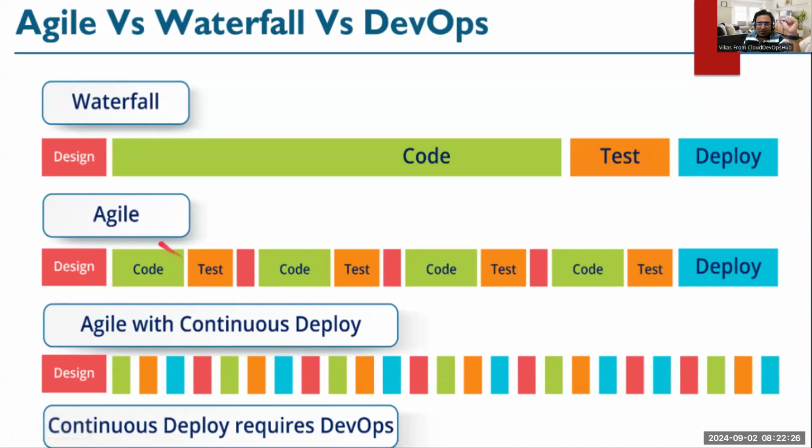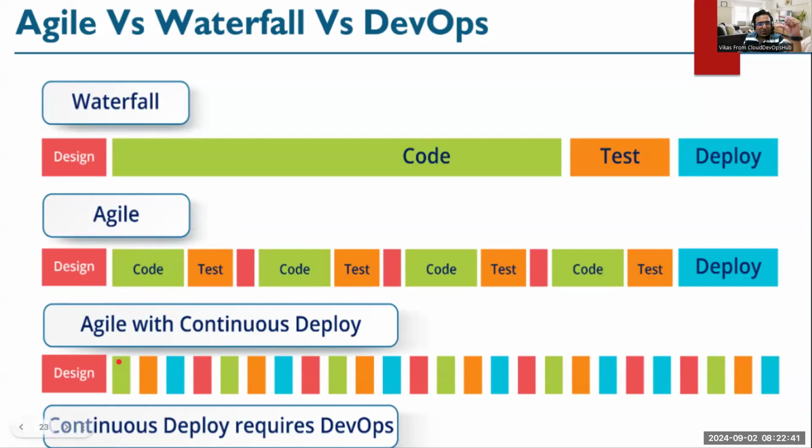Do you feel that sometimes a developer doesn't require 2 weeks of time to write the code? They can write it in 2 hours also. Do you agree? Yes. So if they are able to write the code in 2 hours only, why do we have to give 2 weeks of time? No need to give.